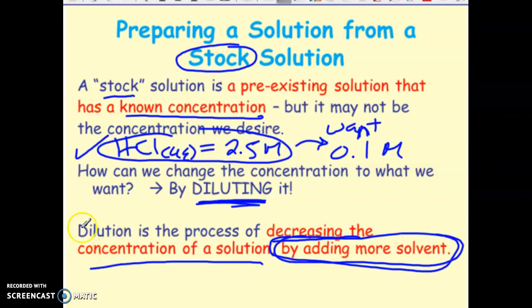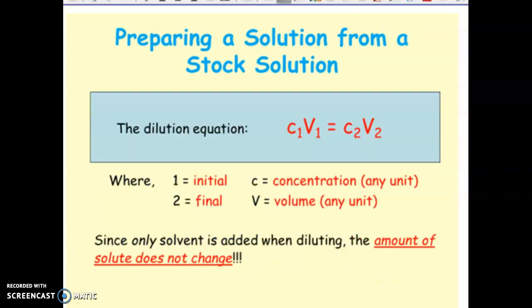A lot of times students think of dilution as watering something down, right? So you're adding more solvent. If your solvent is water, you would keep adding more water. But if your solvent is ethanol or benzene or whatever it happens to be, you would just simply add more solvent. So there's a formula for determining how much concentration or volume you have. We have what's called a dilution equation. This is where you're working from a stock. So we have concentration times volume is equal to concentration times volume.